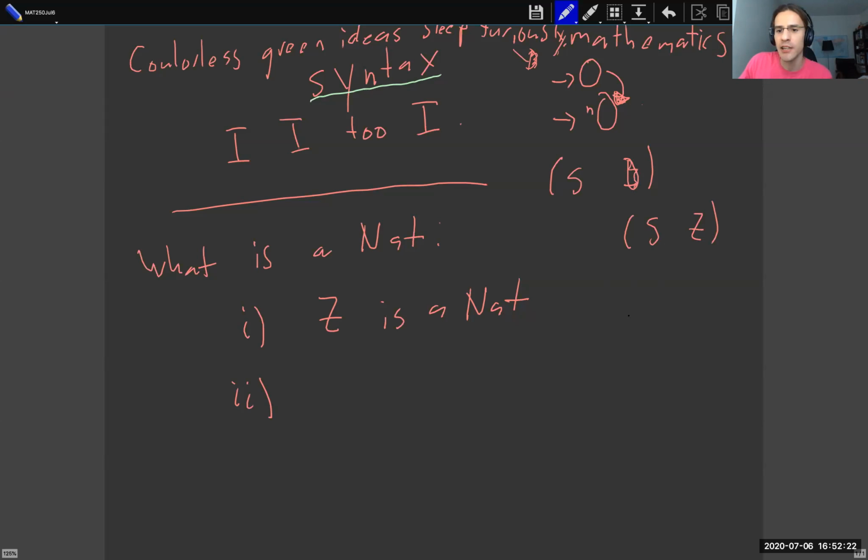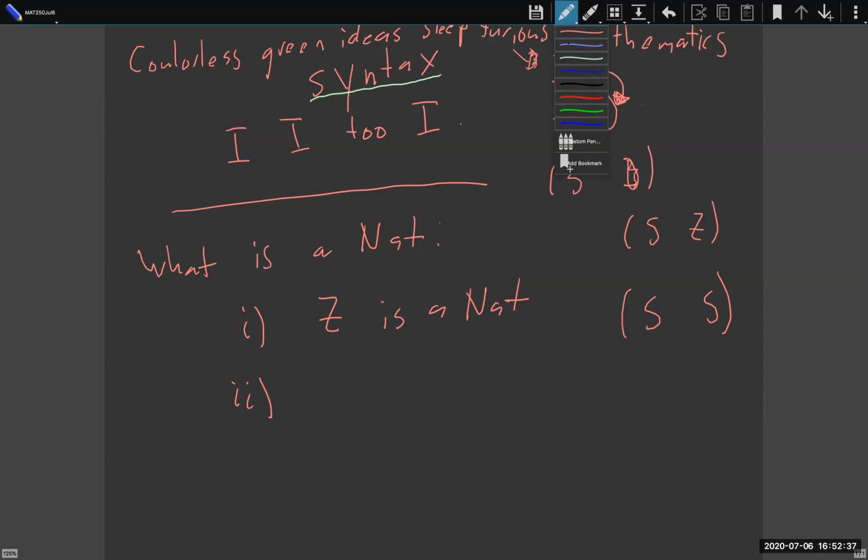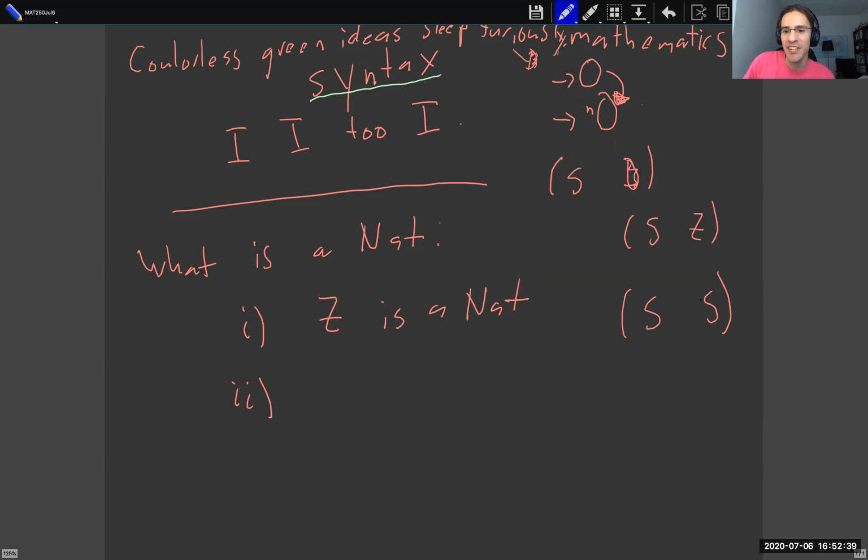But now let's look at, for example, S of S. This is not a nat. Oh yeah. The something has to be a nat in itself. That's the extra constraint on the argument. So a nat is either Z or S of a nat.